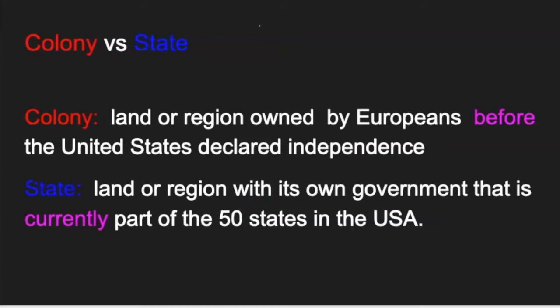The differences are, a colony is land or region that was owned by the Europeans before the United States declared independence. So when we talk about the colonists, those are the people who lived in the colony, and the colony was the land before we became a nation. A state is the land or region with its own government that is currently part of the 50 states in the USA. So before we declared independence, it was a colony, and that same region after independence is a state. It was ratified and created as its own little territory, or own little space.